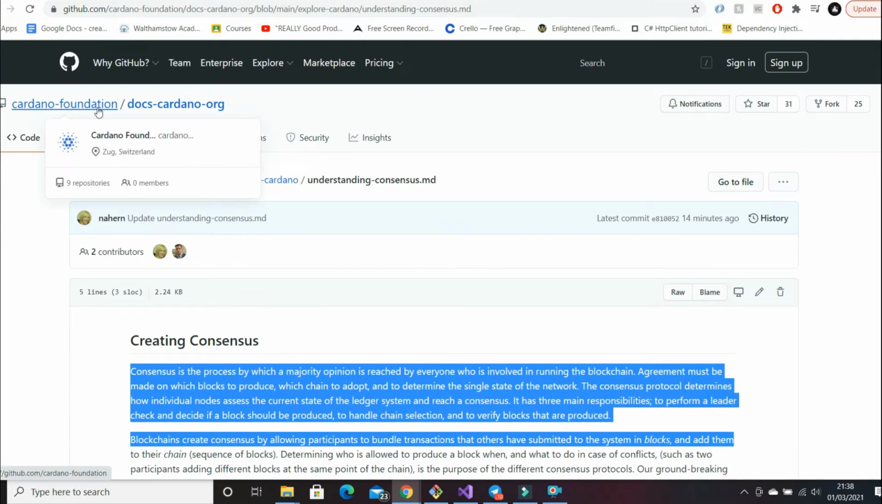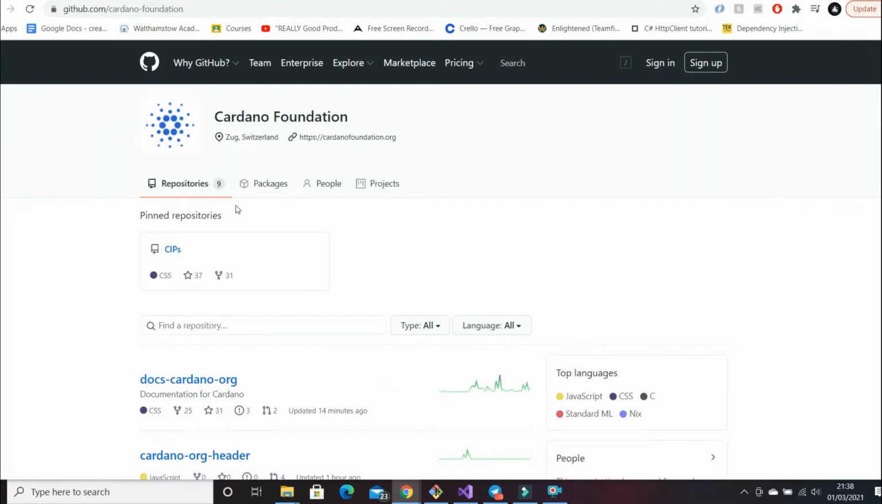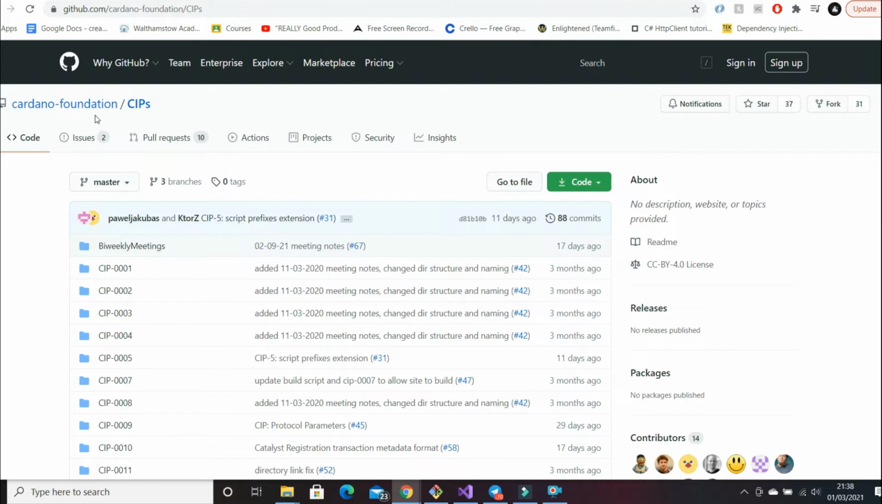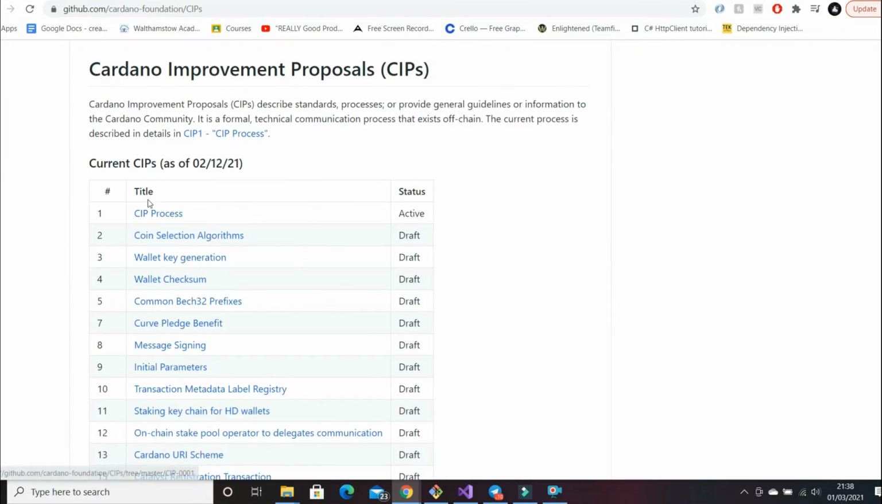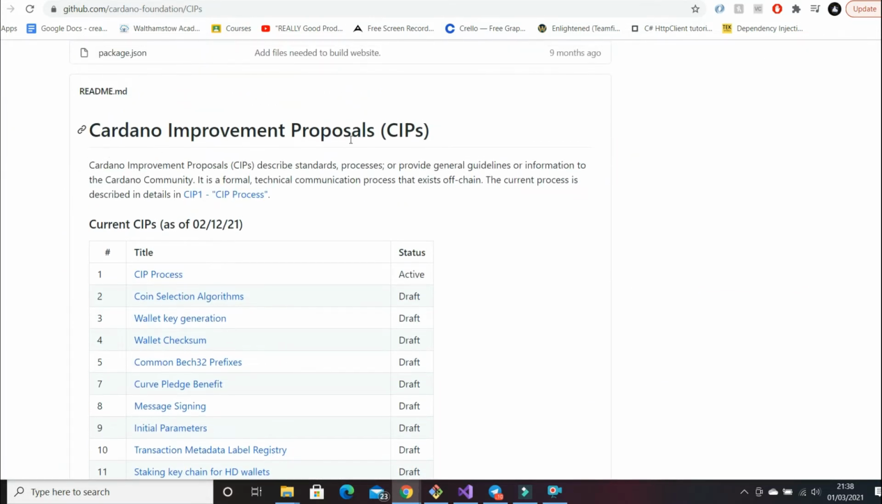But that is not what we're going to be going through today. We're going to be looking at Cardano CIPs. So what is that? If you go to the CIPs repository and scroll down, CIPs are Cardano Improvement Proposals. This is essentially a place where you can find ideas that have been proposed, formalized ideas, so there's documentation for ways to improve Cardano in the future.